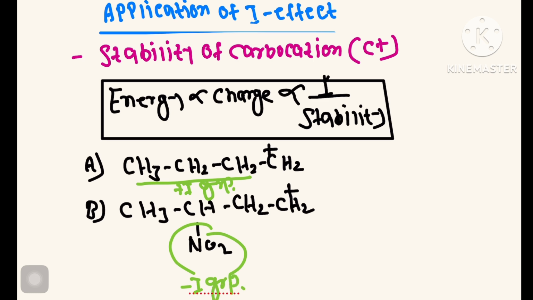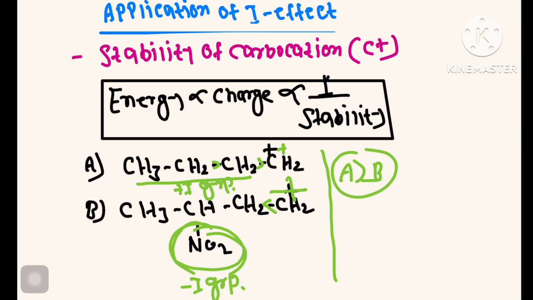So easily you can understand, plus I group donates electron. If it donates electron, it means positive charge reduces. And here minus I group, due to minus I group, it withdraws electron. If it withdraws electron, it means positive charge will increase. So which one is more stable? Simply you can say A is more stable than B. Charge minimum, stability maximum.